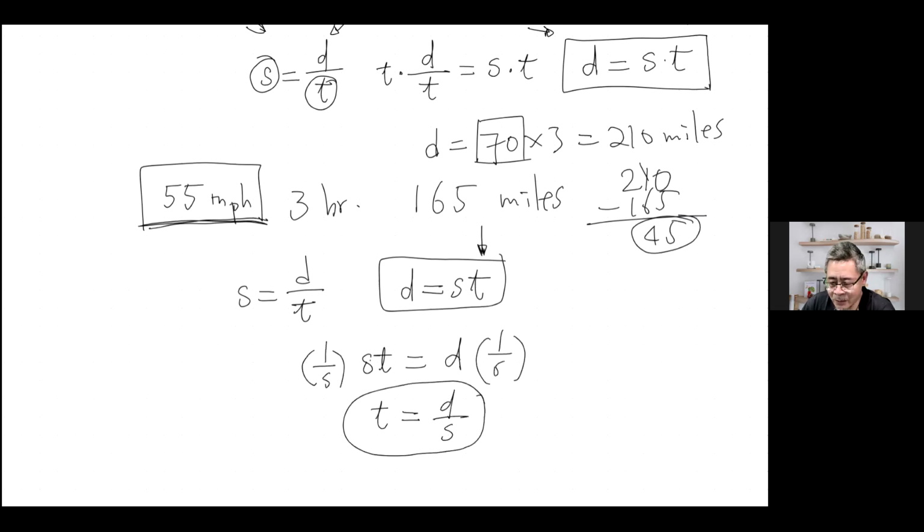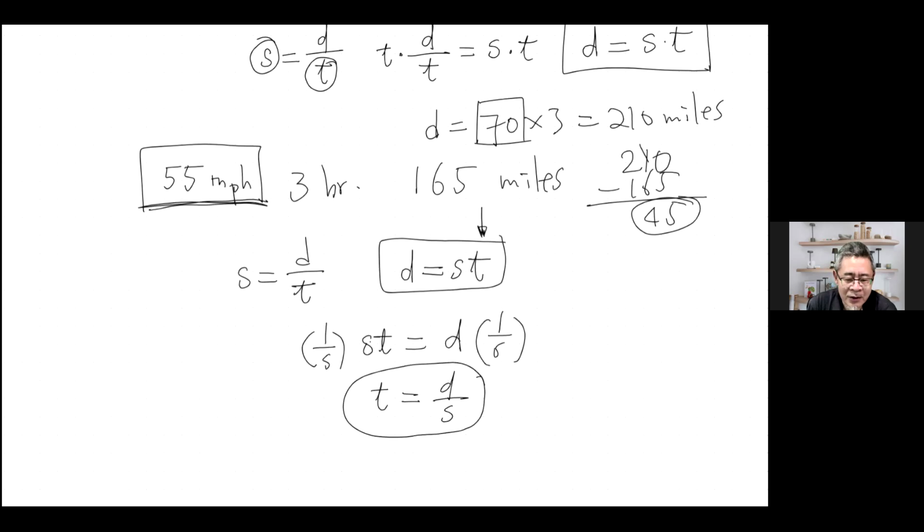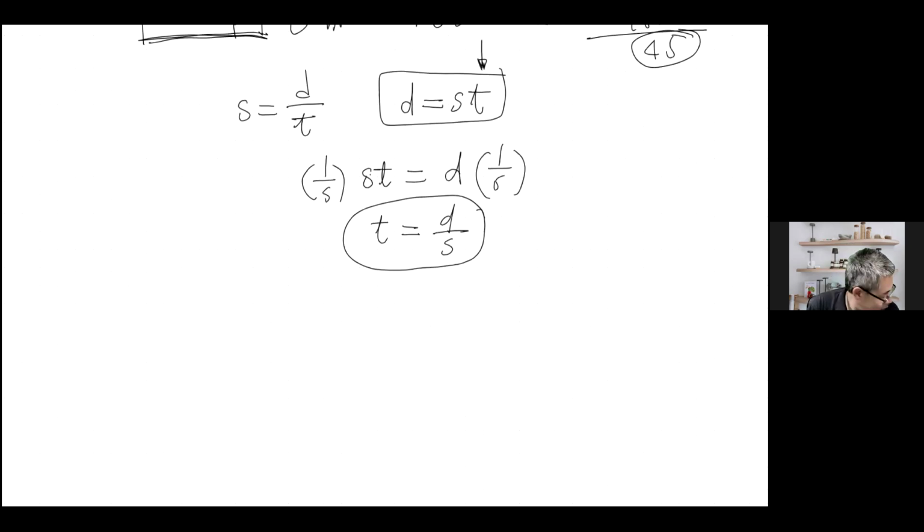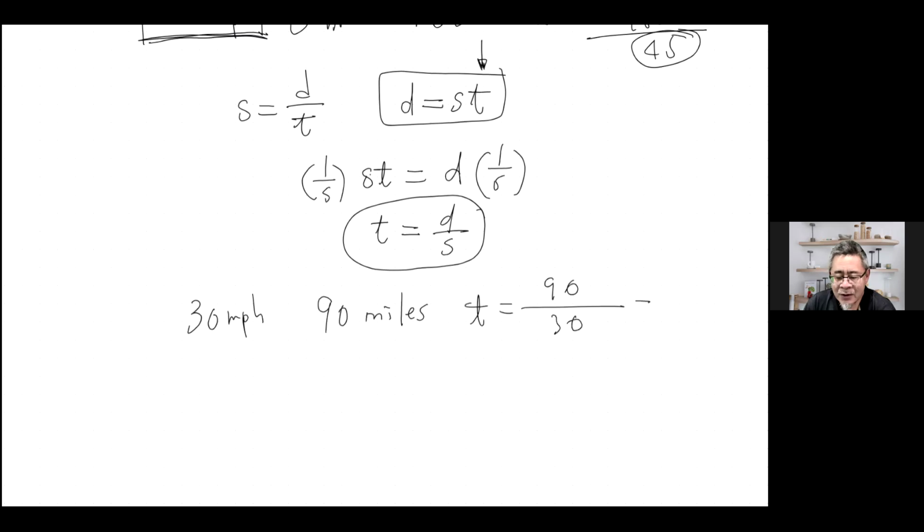Therefore, if we know the distance and speed, we can figure out time. So let's see, our speed is 30 miles per hour, and we drove 90 miles. The time then will be 90 miles divided by 30, which gives us 3 hours. That also makes sense because each hour is 30 miles, and 3 hours, of course, is 90. But now we just use a formula to figure that out.